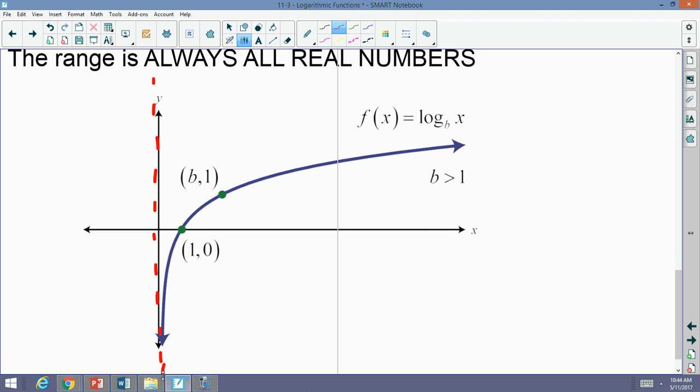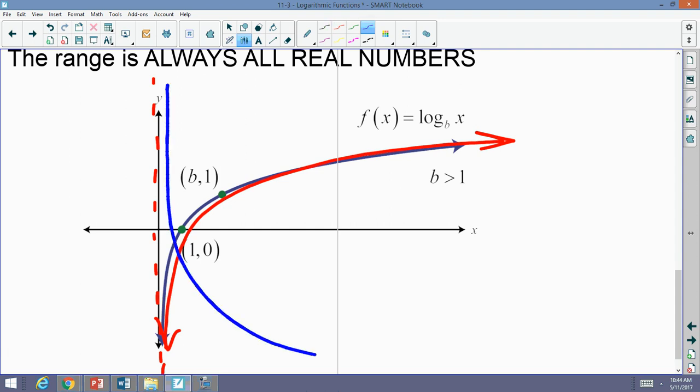And the log function goes like that. If it was negative, then it would go like this. Here's the asymptote right here, my brother, and it's y equals 0. Remember, the asymptotes and everything here is reversed from the exponentials.